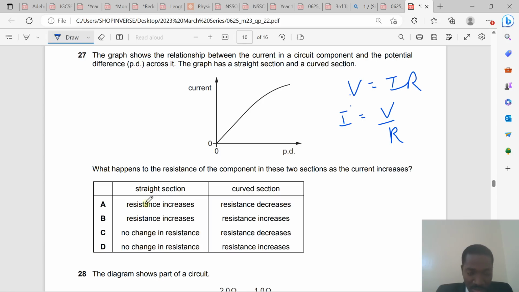So the straight section, what does it show? Does it show that resistance is increasing? No, resistance is not increasing here. It's because of this curved path that we say resistance is increasing as current is increasing. But in the straight section, Ohm's law will be obeyed. So in the straight section, resistance is increasing? That's not correct. While in the curve section, resistance is increasing, and in the straight section, no change in resistance. D is the correct answer to question 27.